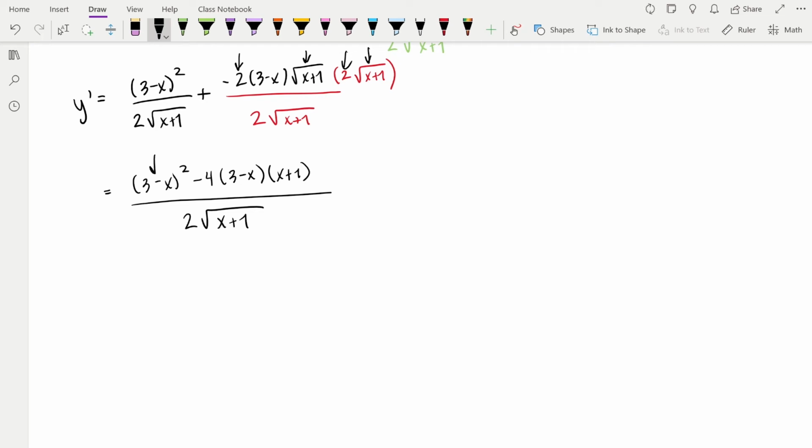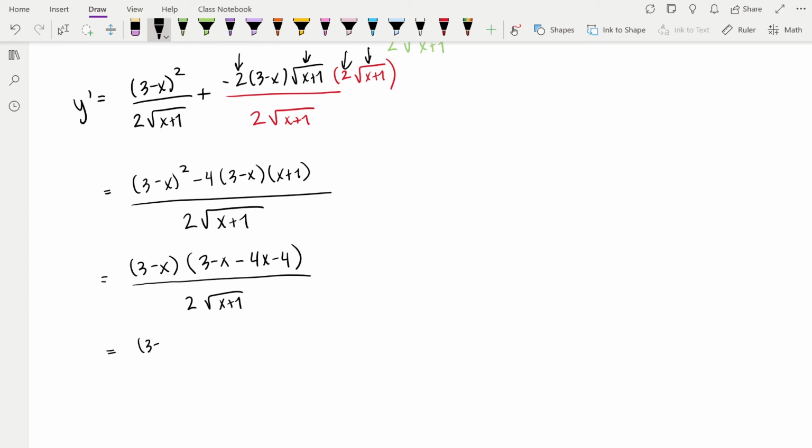But I notice here I have a 3 minus x, and here I have a 3 minus x. So that's my common factor in the numerator. So I factor out a 3 minus x, which leaves still another 3 minus x here. And in the second term, I still have this -4 and this x plus 1. So that's going to be -4x minus 4, all over 2 root x plus 1.